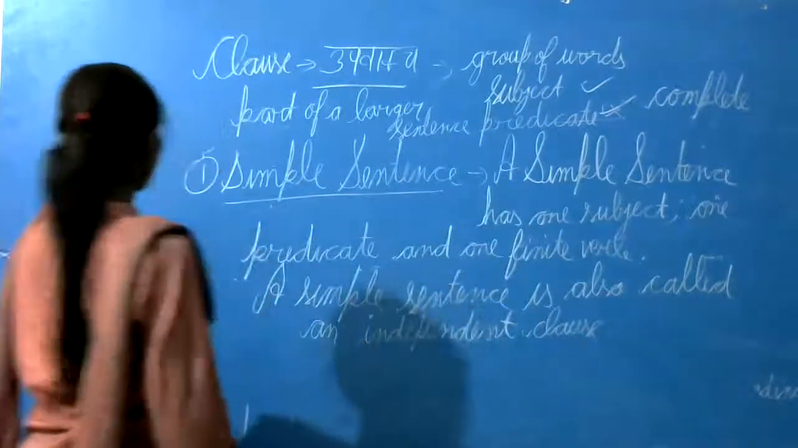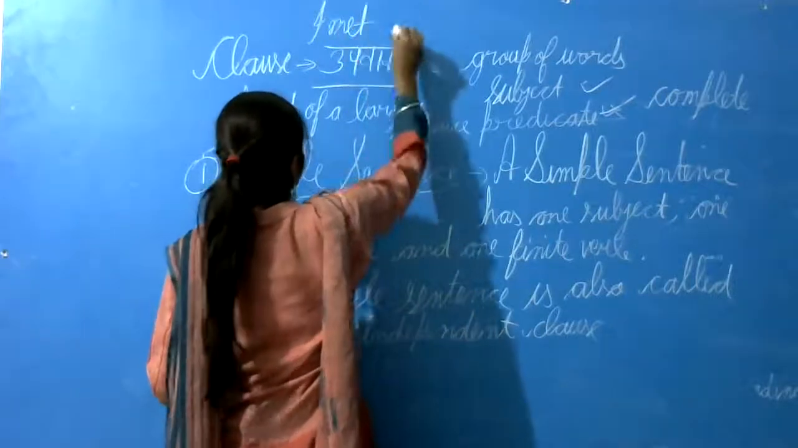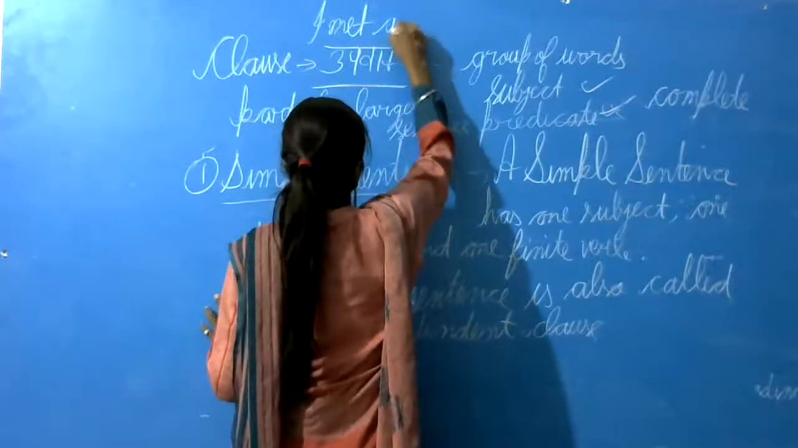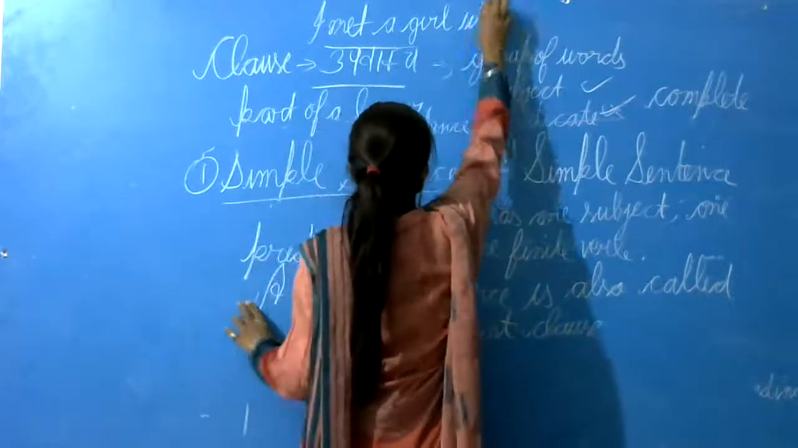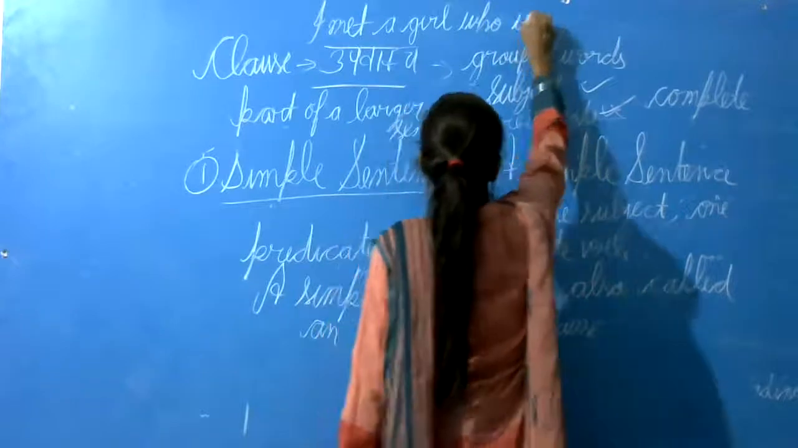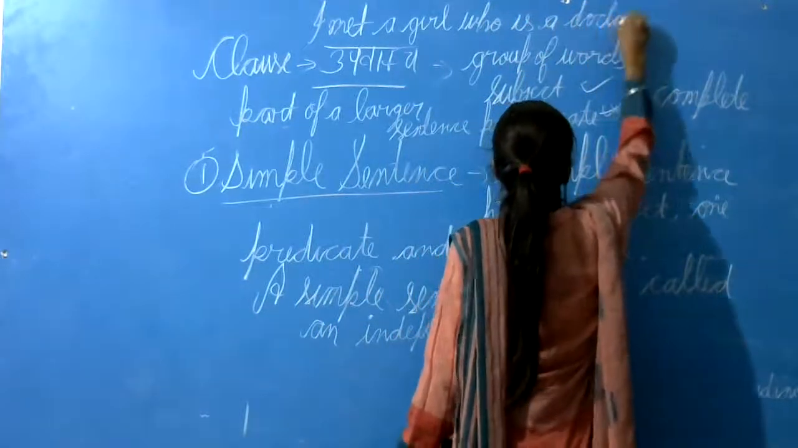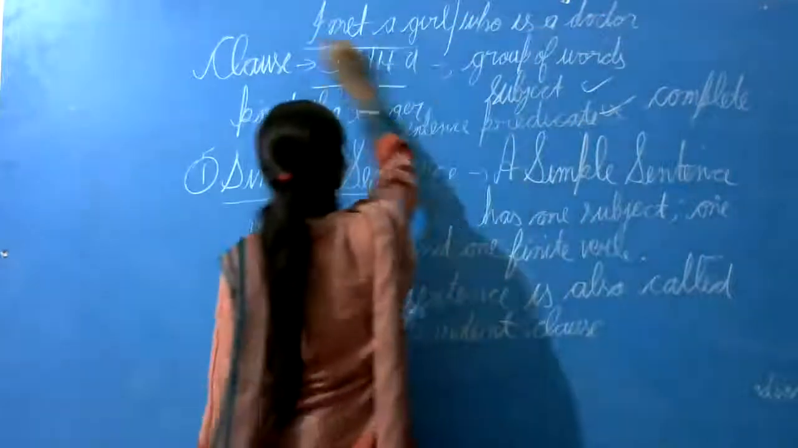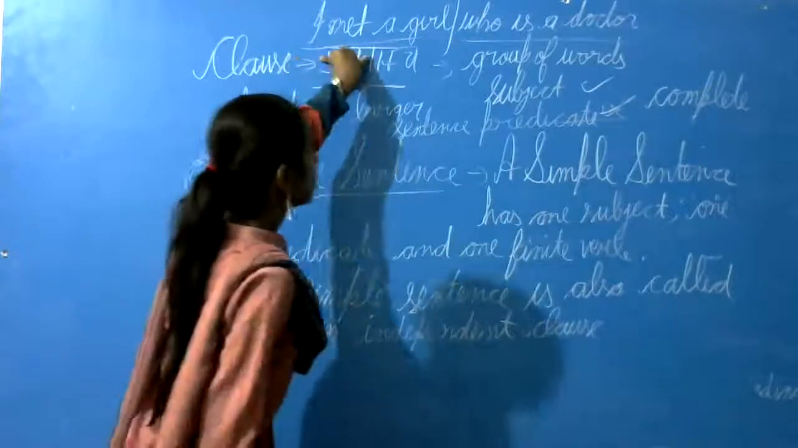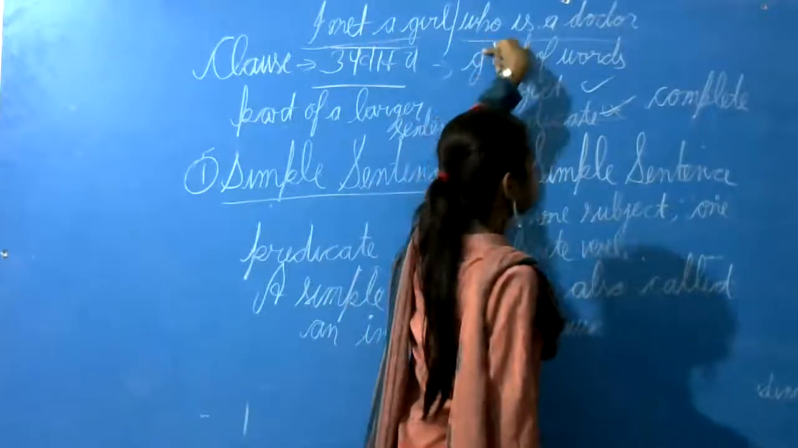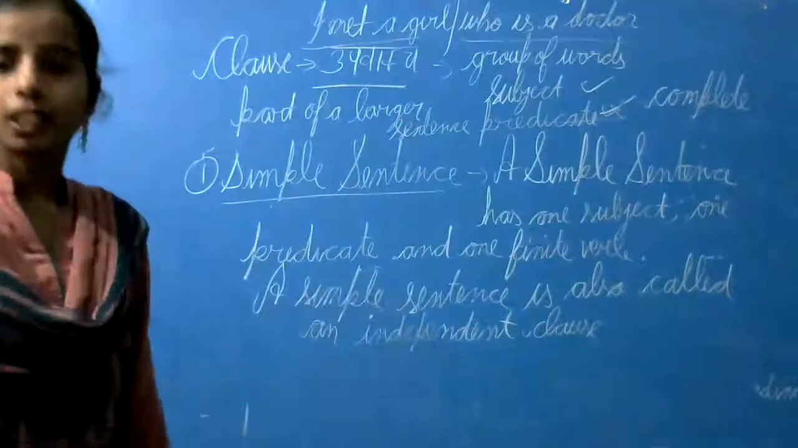Suppose I write, I met a girl who is a doctor. Now you see two parts in this sentence. A large sentence has two parts. I met a girl who is a doctor. So it is a clause, a part of a larger sentence. Okay? Is that clear?